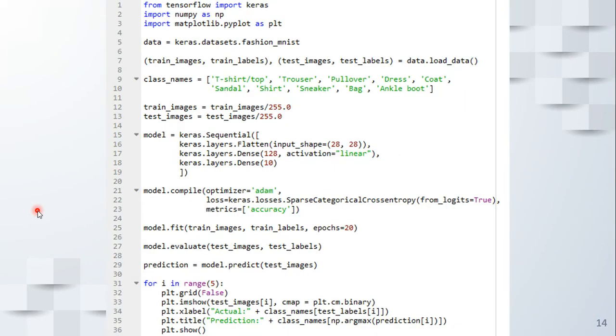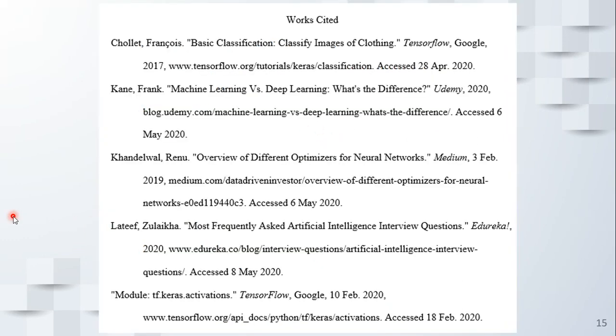Here is an alternative code from the TensorFlow website, which produces similar results, with only slight modifications in the model. And here are 2 pages of works cited.